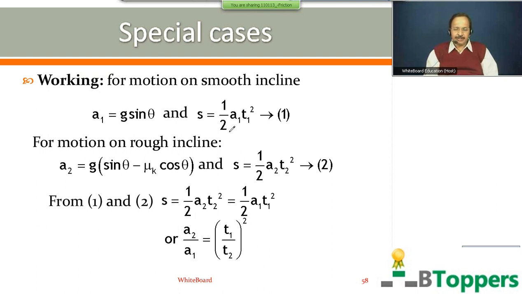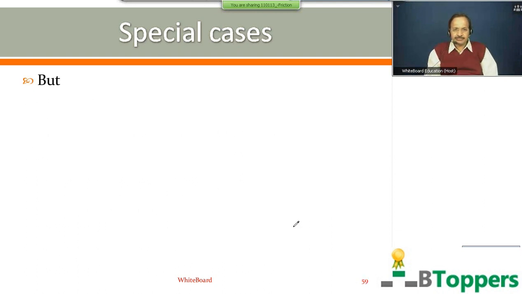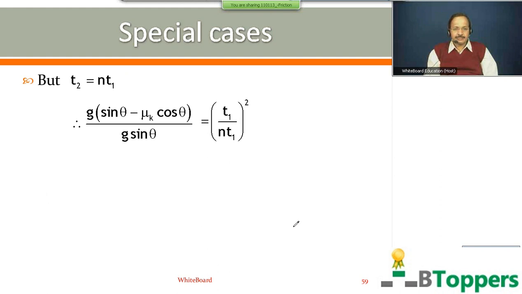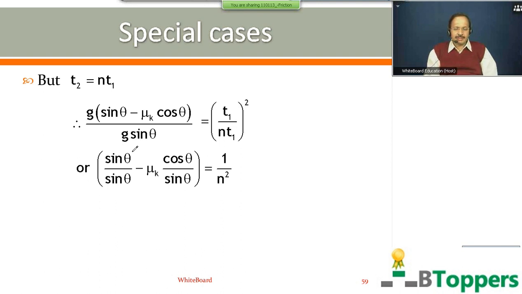So on the left hand side, I can substitute a1 equal to g sin theta in the denominator and a2 equal to g into (sin theta minus mu k into cos theta) in the numerator. On the right side, I can substitute t2 equal to n times t1. Therefore, g into (sin theta minus mu k cos theta) divided by g sin theta equal to (t1 by n t1) whole square. On the right side, t1 gets cancelled. On the left hand side, the acceleration due to gravity g gets cancelled. So you can divide each term in the numerator by the denominator sin theta. You get sin theta by sin theta minus mu k into cos theta by sin theta equal to 1 by n square.